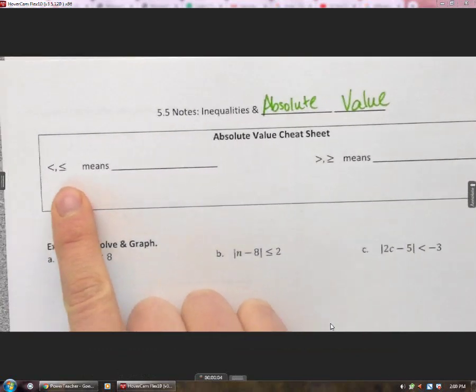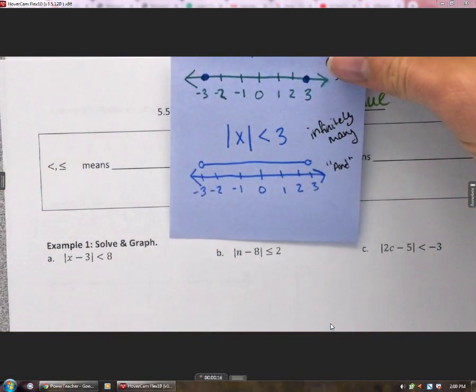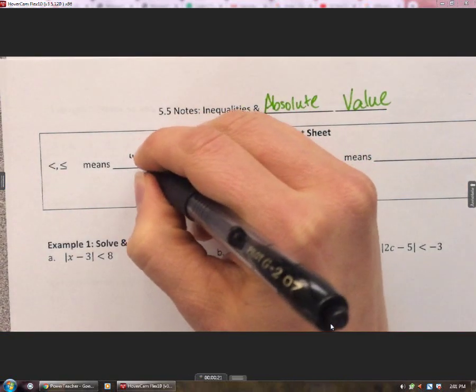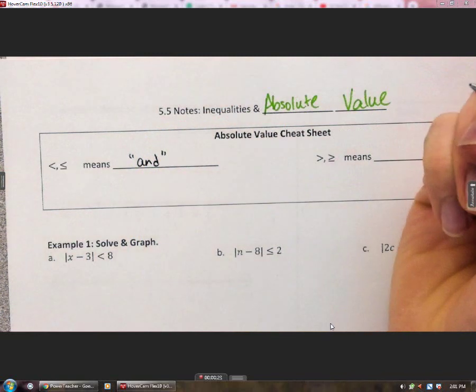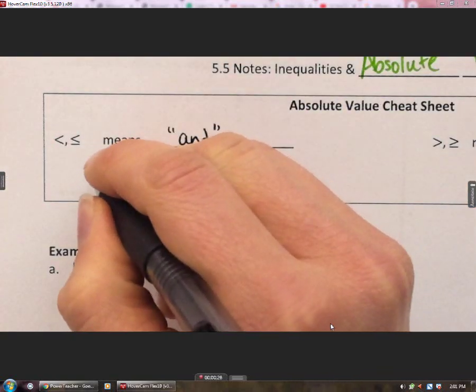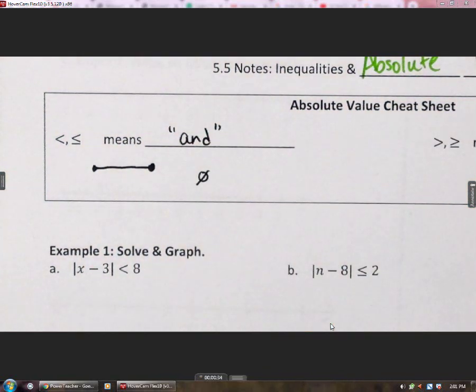Like we just noticed, these less than symbols, if it's a less than, this is your cheat sheet. It means that it's going to be "and." So less than means and. Which means that your graphs are going to look something kind of like this. Technically speaking, they could be a no solution, but I don't give you any of those today, I don't think. Actually, there is one today. You'll see.